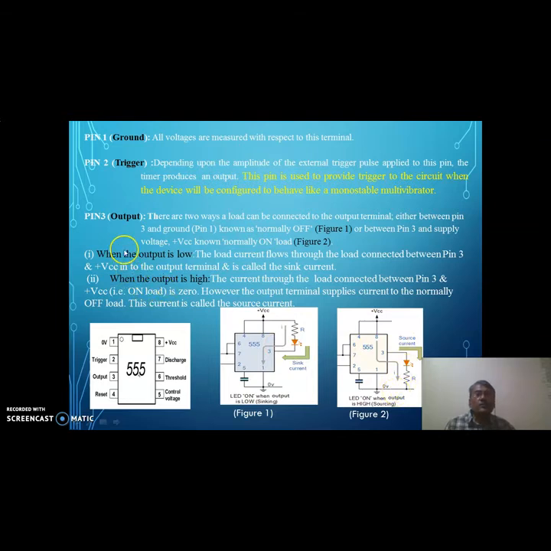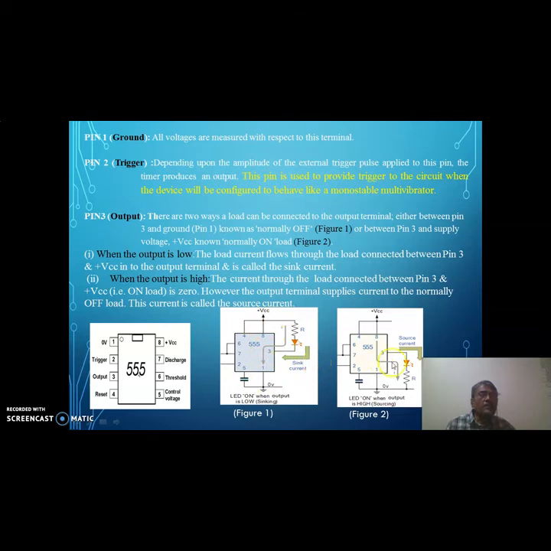Suppose the output is low. In this case, the load current flows through the load connected between pin number 3 and VCC. This is called a sink current. It flows from this side to this side. This is called a sink.